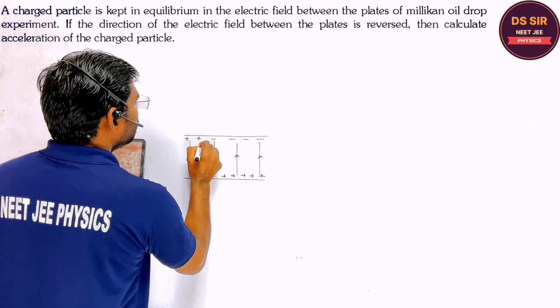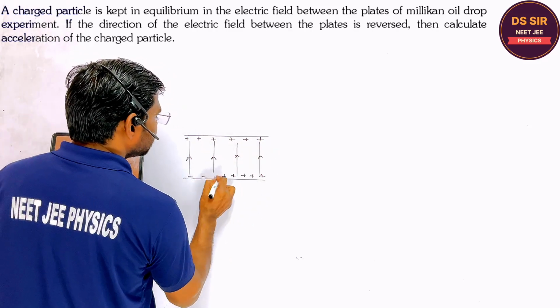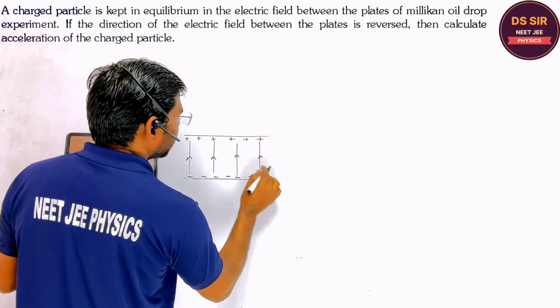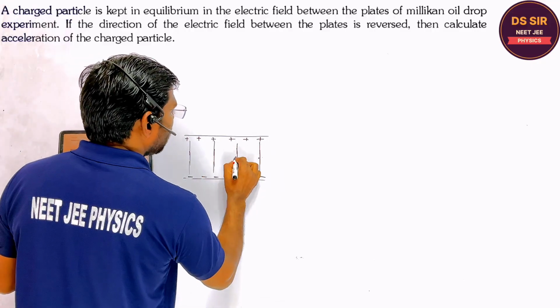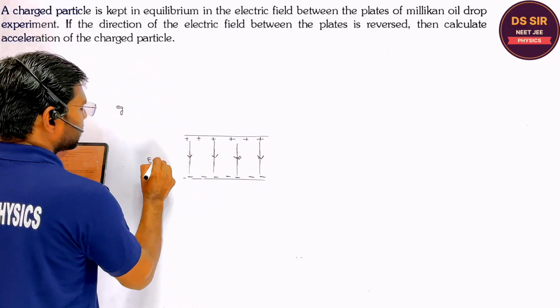You may assume this is the positive plate and the upper side is the negative plate. This is the positive and this is the negative plate. So the direction of the electric field is from positive to negative, that is downward. This is the electric field.